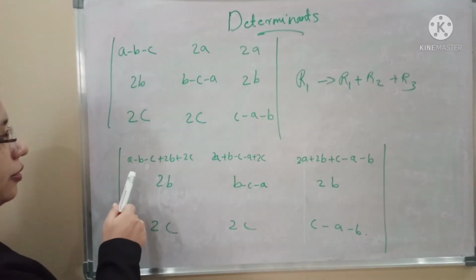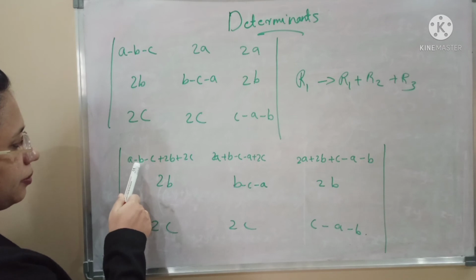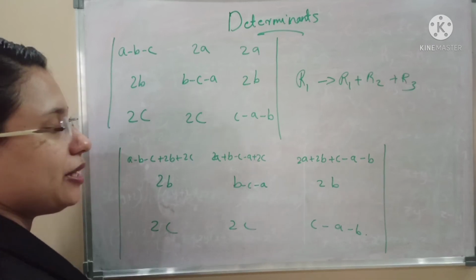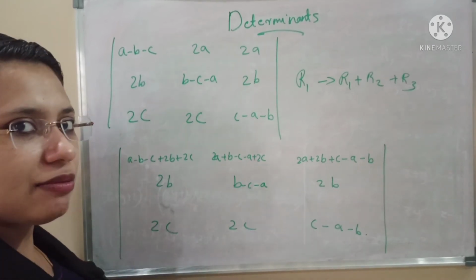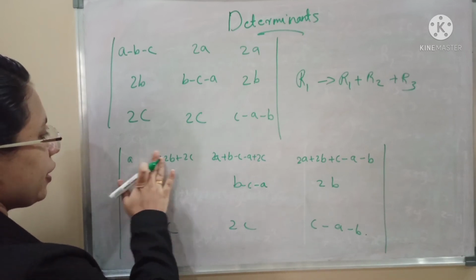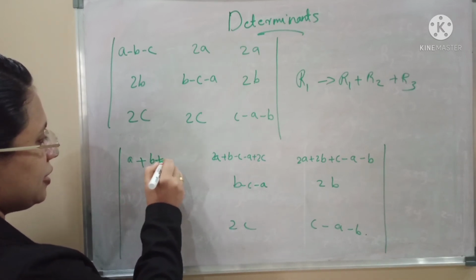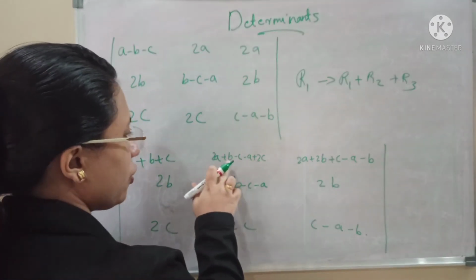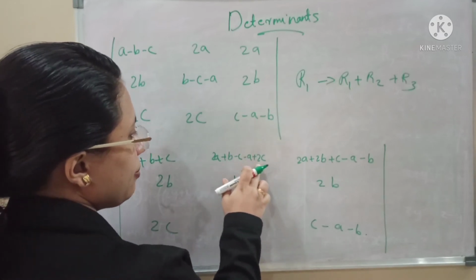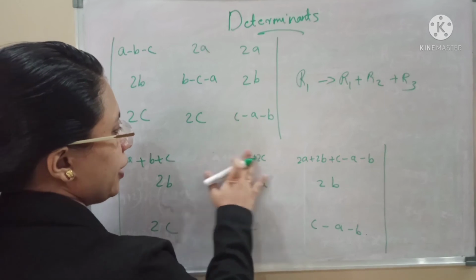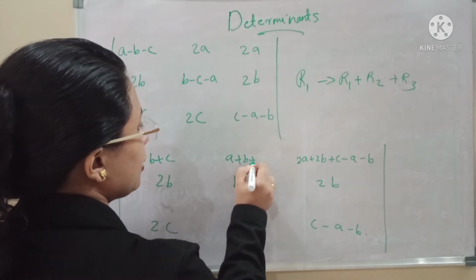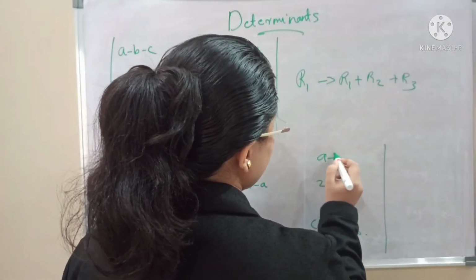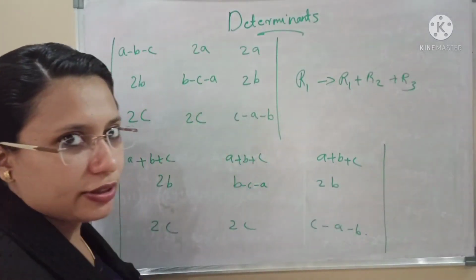Clear? Okay, now here you can see we have minus B and plus 2B. So 2B minus B will be B, right? 2C minus C will be C. So we can write it as A plus B plus C, right? Here 2A minus A will be A. We have already B. Also 2C minus C will be C. Okay, this one will be also A plus B plus C. I hope you understand how it came.